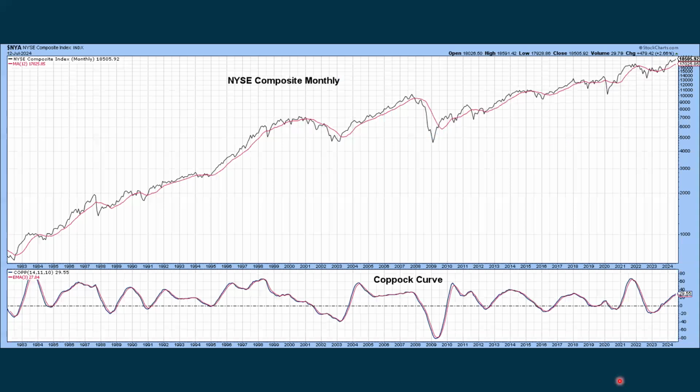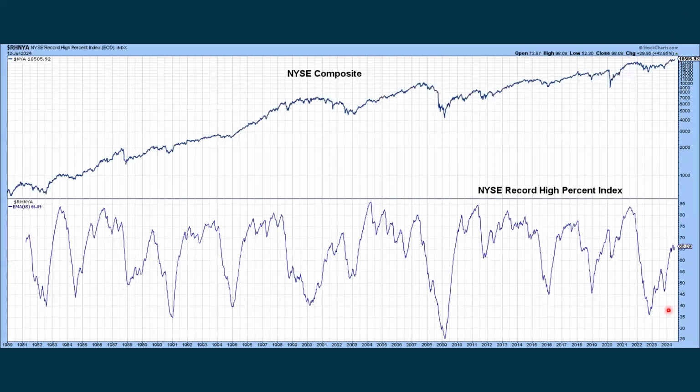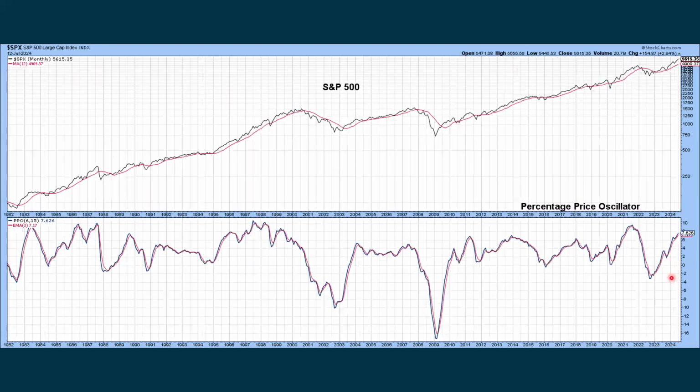Then some long-term studies. This is a monthly chart of the NYSE. We're above the red line, which is a moving average, and the longer-term momentum continues to be positive. Here's a daily chart, and as we go up with the record high percent index, that is more positive. And then we look at a monthly chart of the S&P, which is also above its moving average. So long-term, we're still looking pretty solid. We also put a momentum oscillator on this, and that continues to be positive.